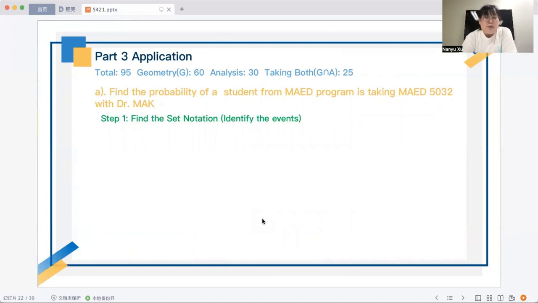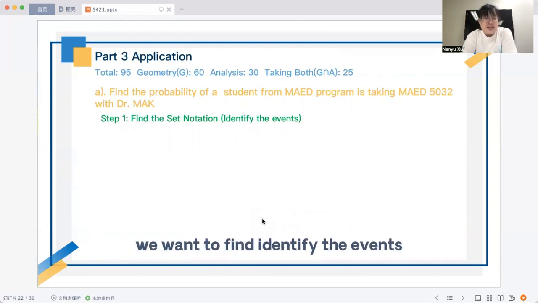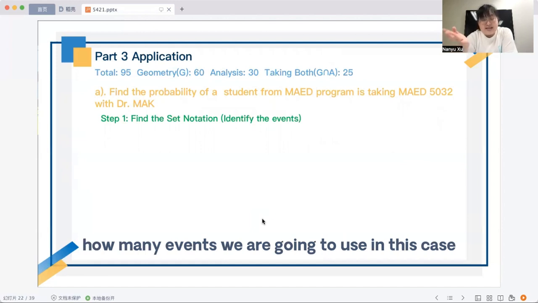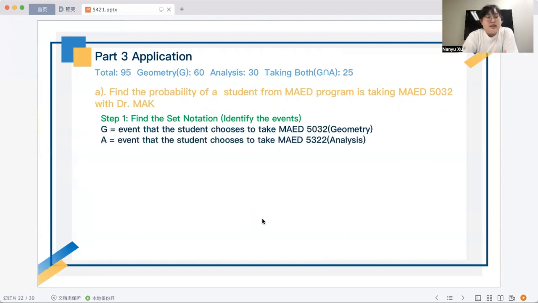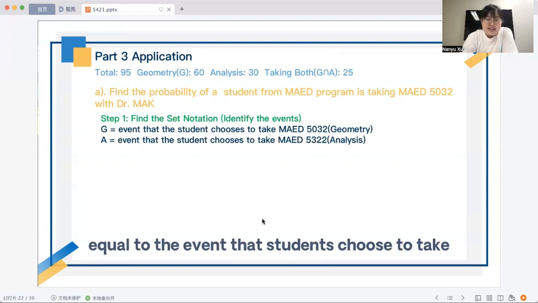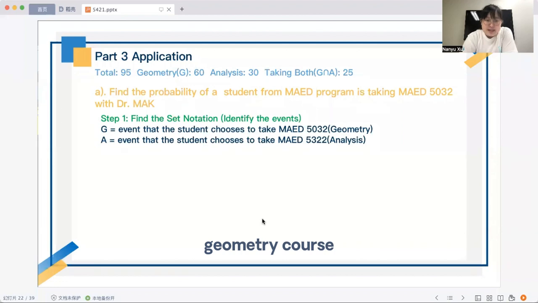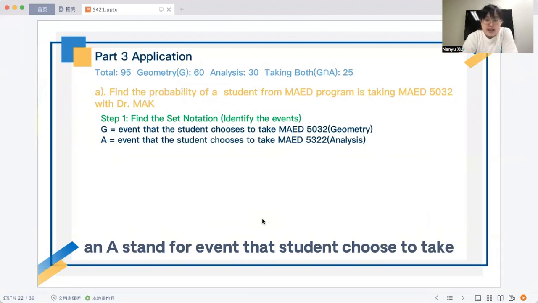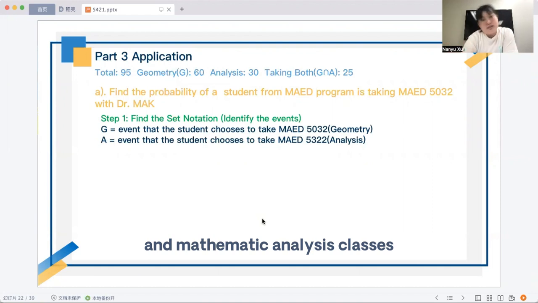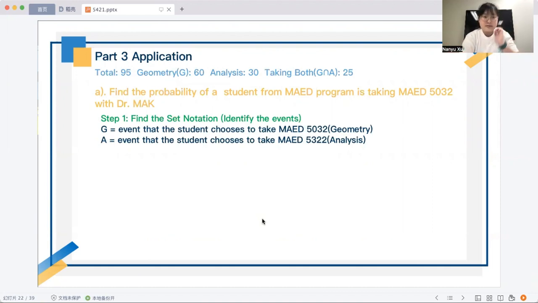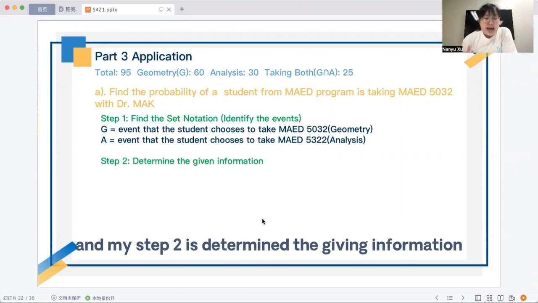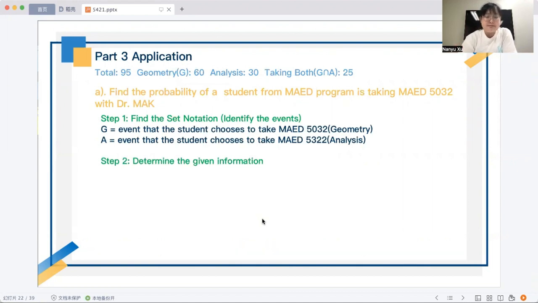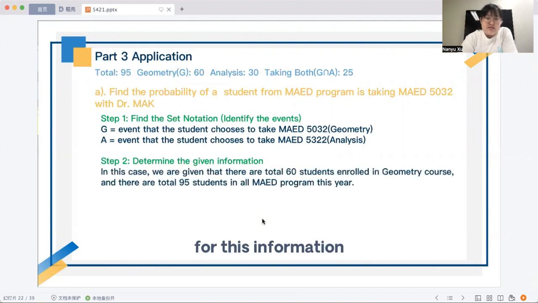In this step 1, we find the set notation. We want to identify the events. How many events are we going to use in this case? We use the letter G for the event that students choose to take the geometry course, and A stands for the event that students choose to take mathematical analysis classes. And my step 2 is to determine the given information. For this, we are given that there are a total of 60 students enrolled in geometry courses, and there are a total of 95 students in our MED program this year.